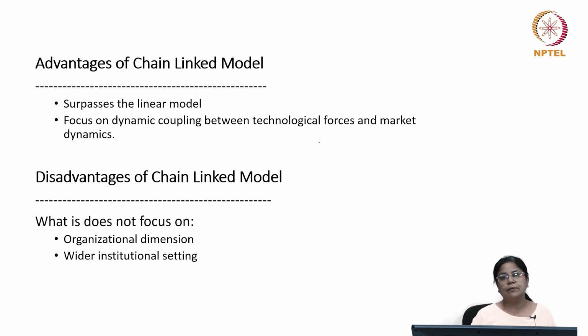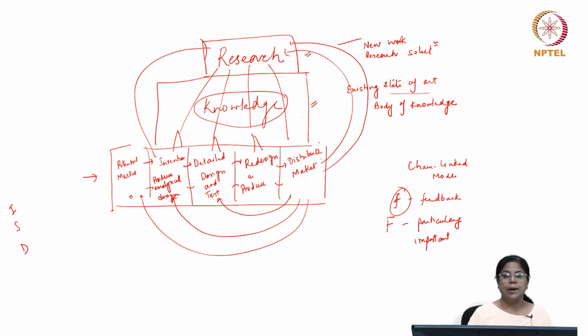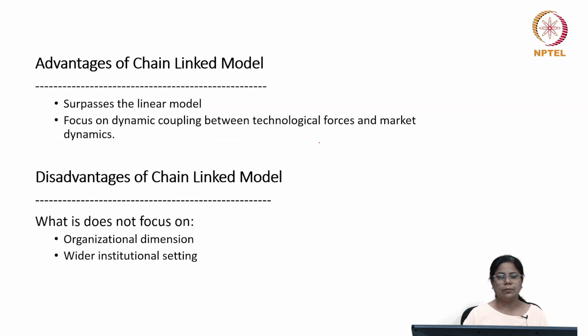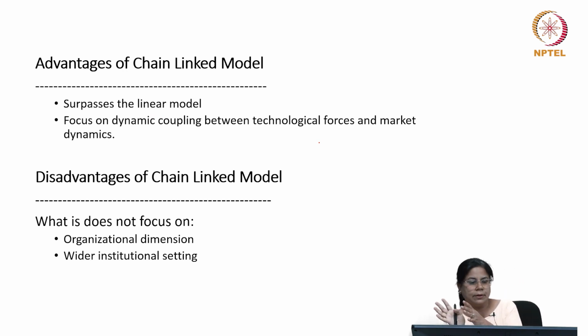So what are the advantages that we get from this chain link model? First of all, it surpasses the linear model. It focuses on the dynamic coupling between technological forces and market dynamics. On the one hand, you have research, the new technologies and new discoveries and advancements that are going on, and then we link it with what you may call the market dynamics.